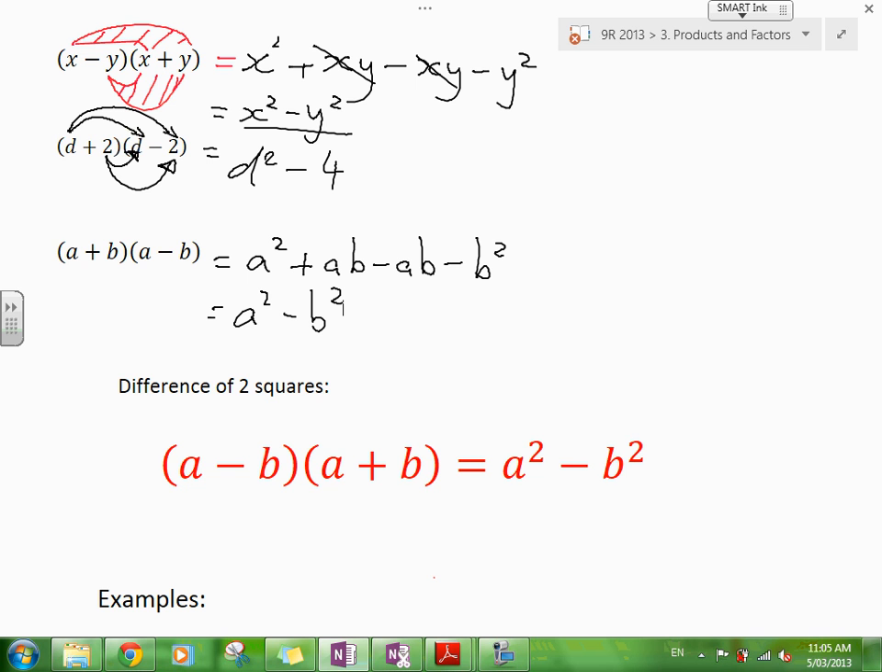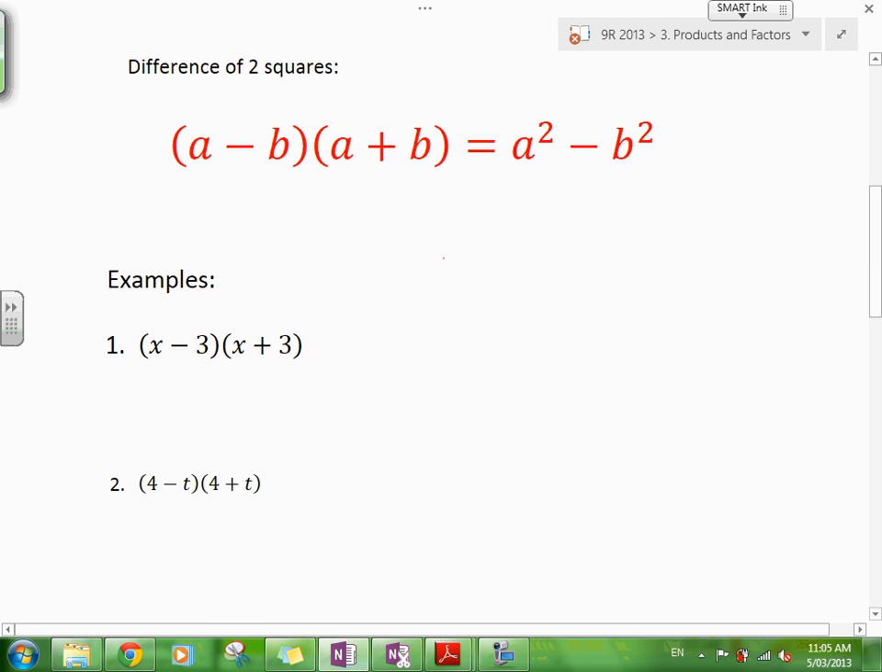So yesterday we looked at the perfect square, where you have a binomial squared: something in brackets, something plus something, or something minus something, squared. Today we have two binomials, but the only difference is that one has a plus, one has a minus. And when you have that, expansion is very easy: a squared minus b squared.